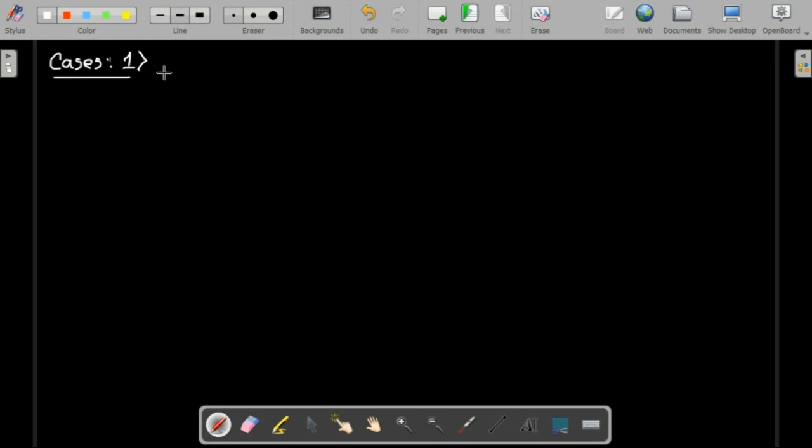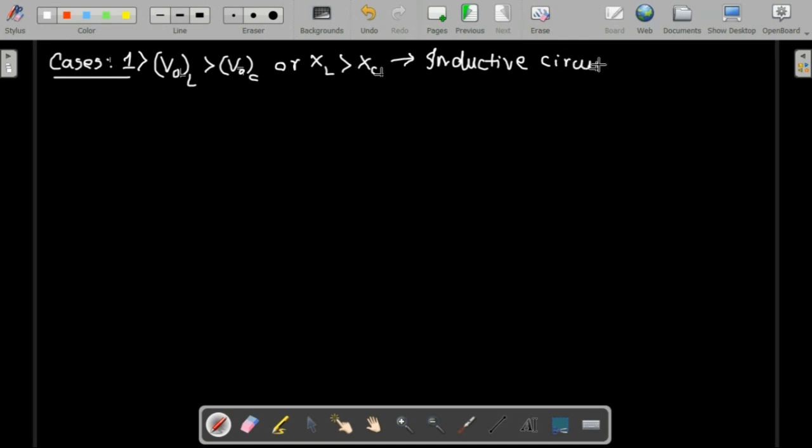If we take the first case, we can say that this V naught L, or the inductor, is greater than V naught C. Obviously, the inductance is more, so we can also say that the inductive reactance would be more compared to the capacitive reactance. In such a case, even if it's an LCR circuit, the effect of inductance is more, so we call it an inductive circuit. It's not a purely inductive circuit, it's an inductive circuit because the effect of inductance is definitely going to be more.